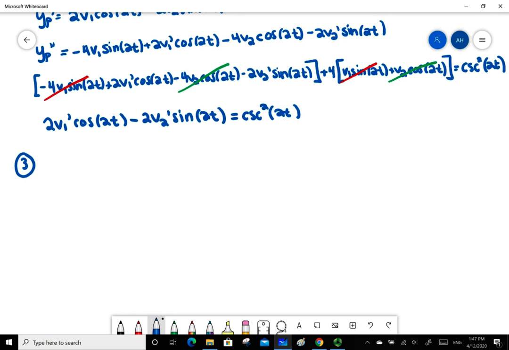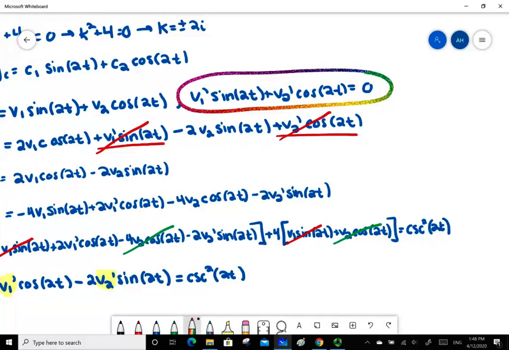Now we have an equation involving two unknown functions, v1' and v2'. To solve for two unknowns, we need two equations. Where can we get a second equation involving v1' and v2'? Our condition v1' sin(2t) + v2' cos(2t) = 0 is the second equation. You can solve the system by any method you want, but I recommend using Cramer's rule. I remember learning this in college and getting super frustrated trying to solve these systems using substitution or elimination.